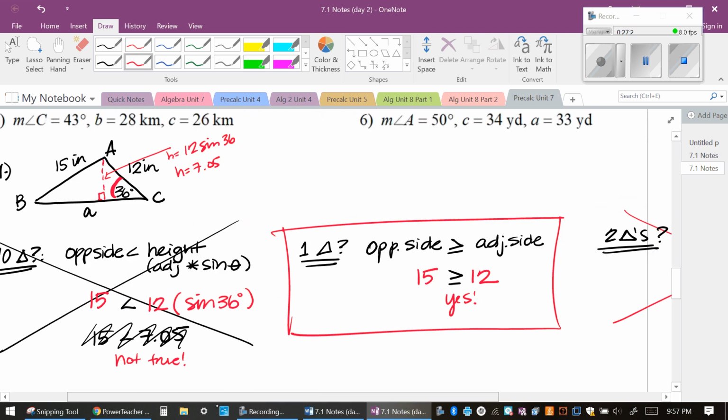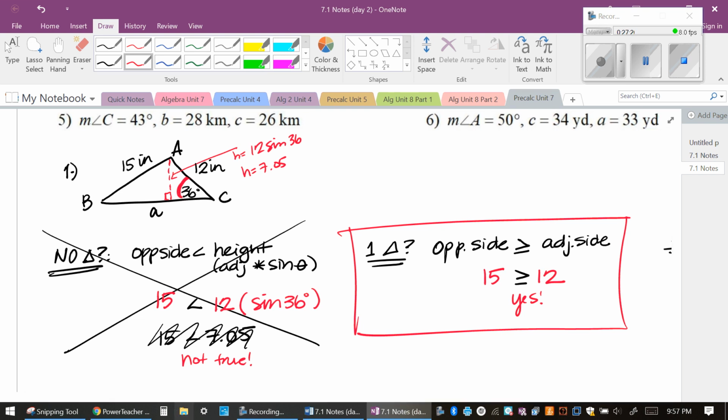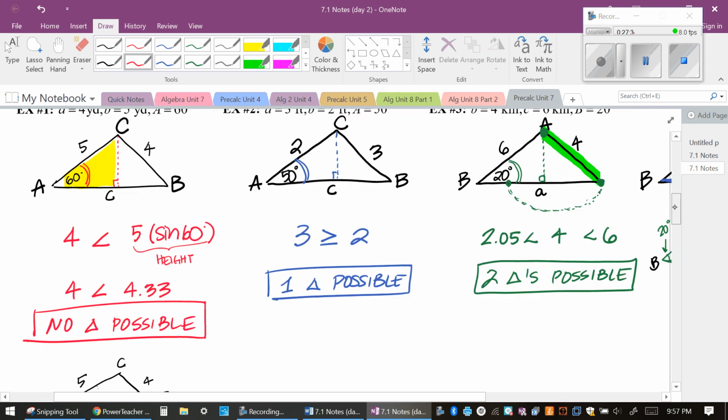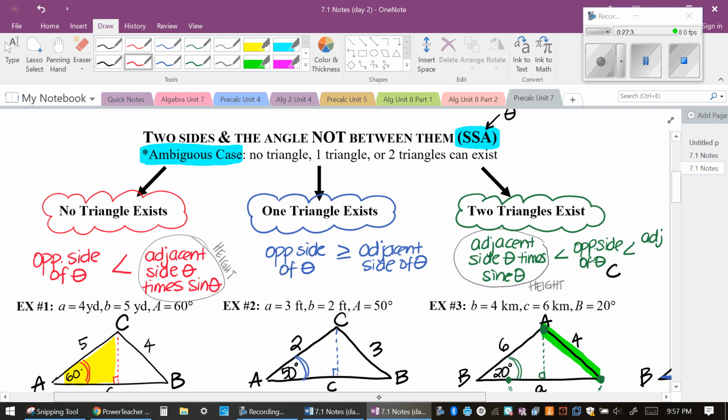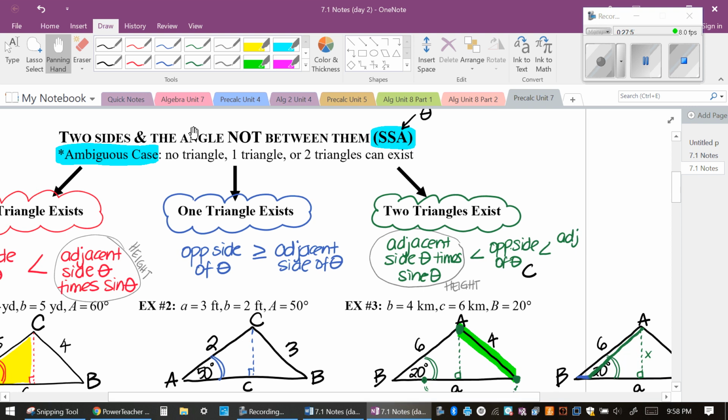That's what you're going to have to do on your homework. You're going to look at the given information, draw your triangle, and go through each scenario. Could it be no triangle? Use the formula, or when I say formula, I'm talking about these explanations. Opposite side of theta less than the height is for no triangle. One triangle is just comparing the opposite side to see if it's greater than or equal to the adjacent side. And two triangles is if the height is less than the opposite side of theta, which is then less than the adjacent side of theta.